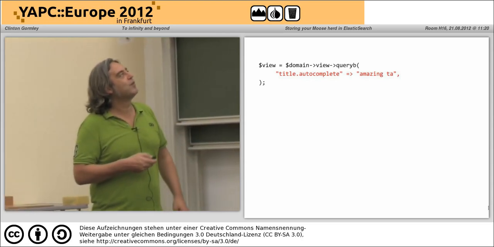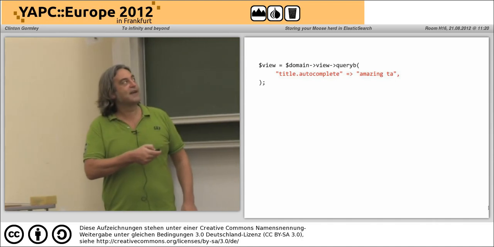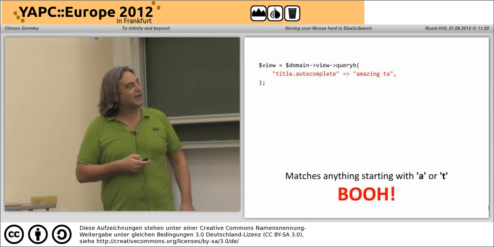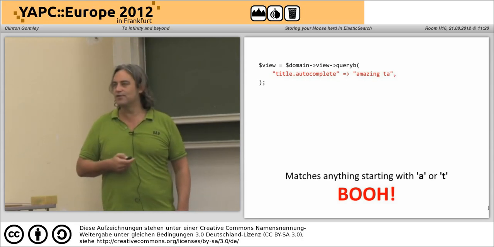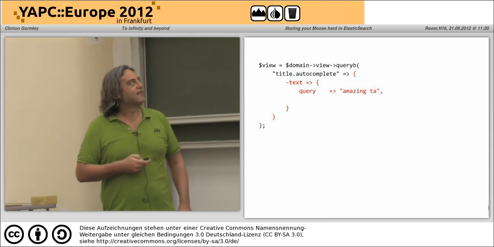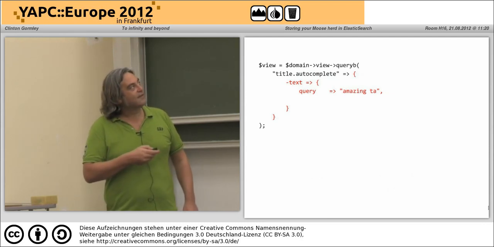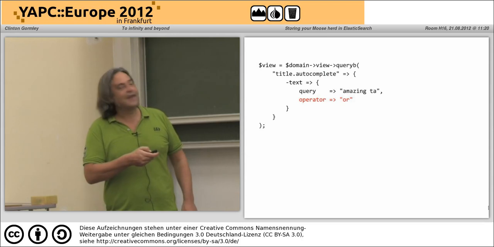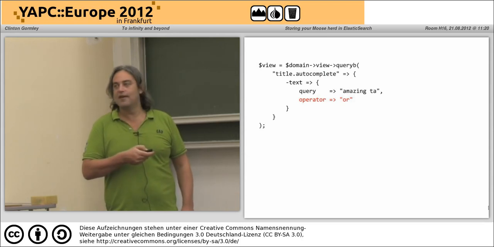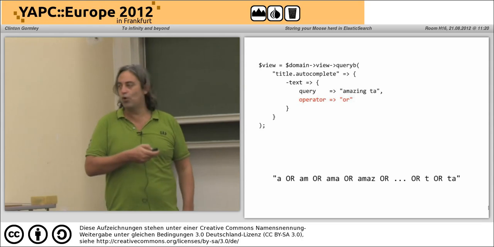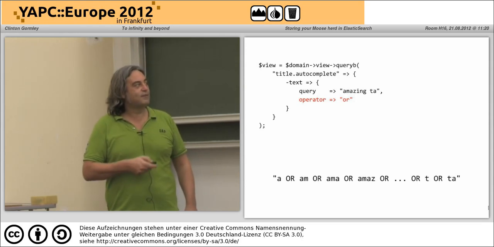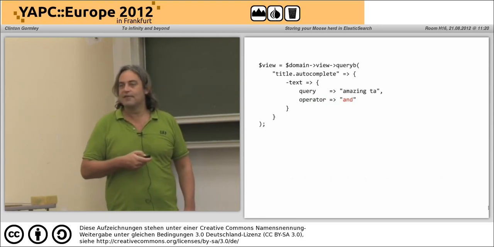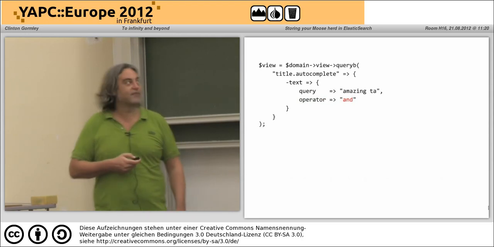So we now need to query the data, and it gets a bit tricky. Here's a simple query, and we're going to start with querying the title.autocomplete method with amazing ta. Unfortunately, it also matches anything that starts with A or T. So we need to work on this a little. This query was just a shortened form of a text query where the query is amazing ta. And it turns out that the default operator for a text query is OR, which means that this is what it's really querying. If we change that to AND, suddenly this query works. We're getting the right results.